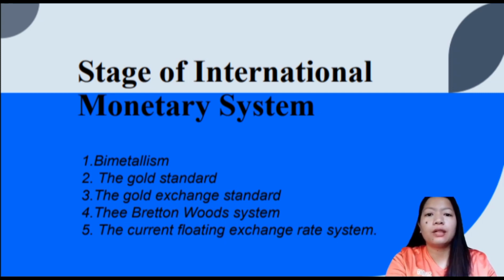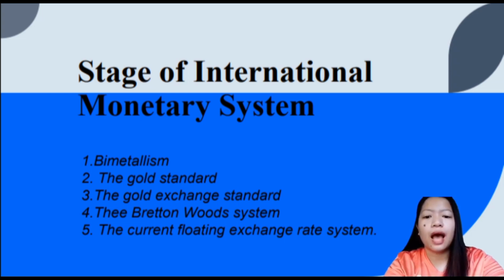Stages of the International Monetary System. Bimetallism. In this system, two metals, usually gold and silver, are used as the basis for a country's currency. The value of each metal is fixed in relation to the other, establishing a fixed exchange rate between them. This system was prevalent in the 19th century but began to decline in the late 19th and early 20th centuries due to various economic factors.